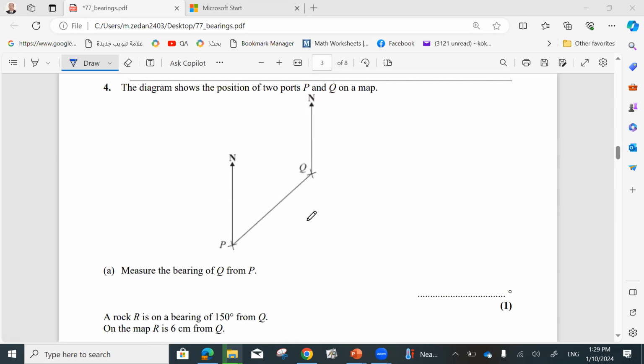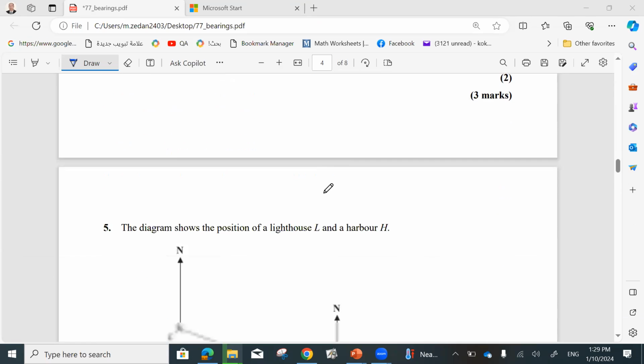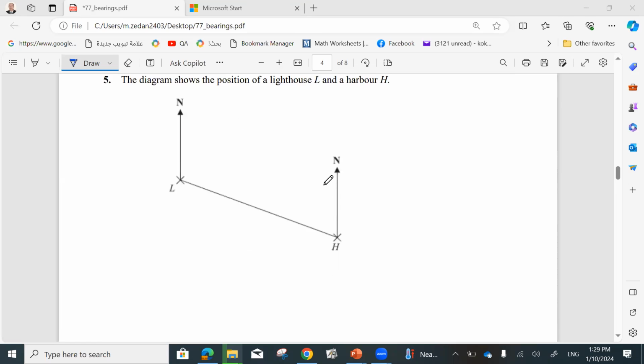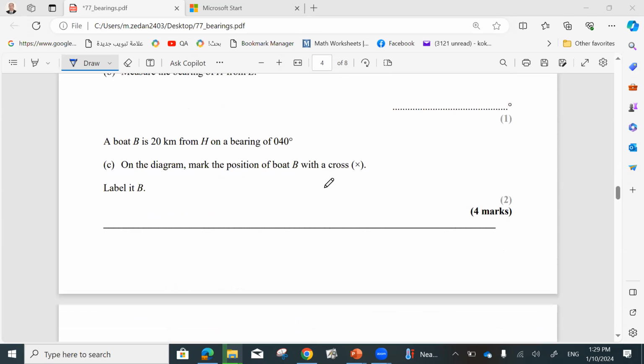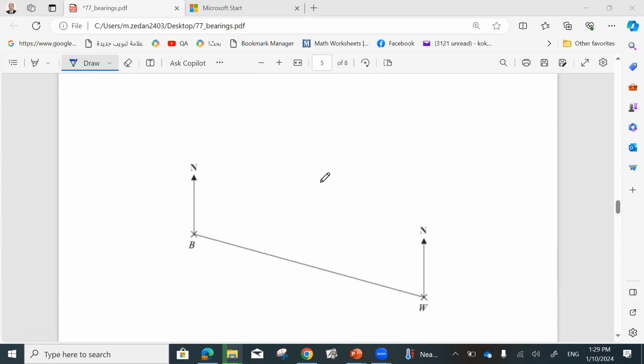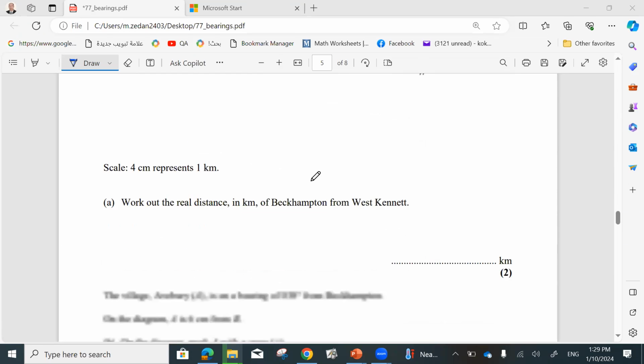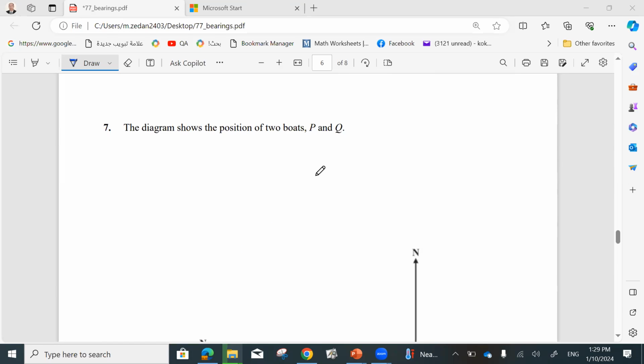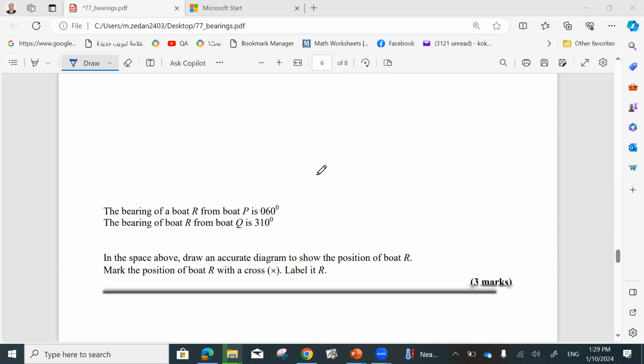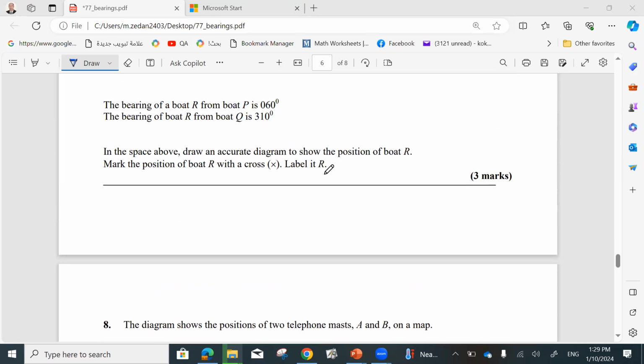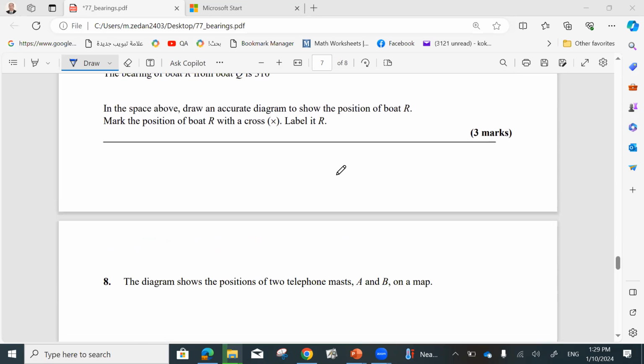This question is only measuring. You measure with the protractor, and this one is measuring too. So in this video, I just showed you the meaning of bearing and how you can write the bearing in a very simple way, as degrees in three figures.